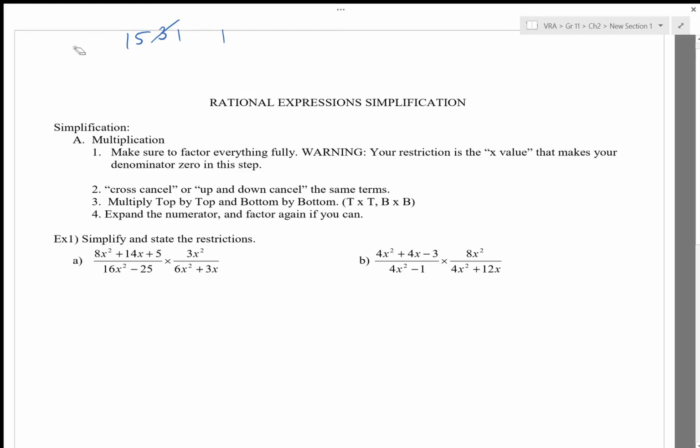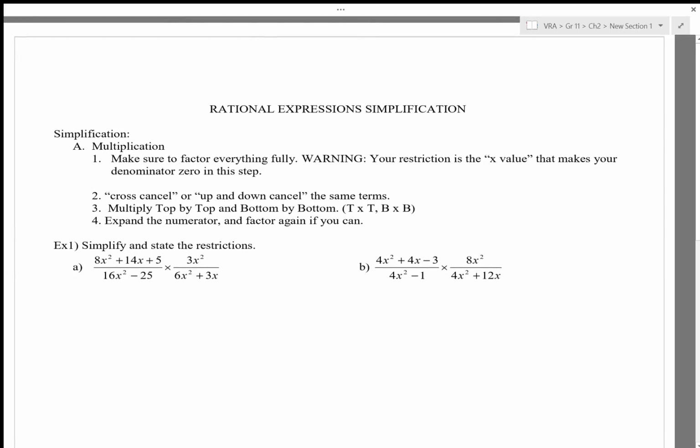Now we're going to use this concept. One more thing that you have to be careful of is the factoring. Factoring has to be in place in order for you to do this very simply and easily. So let's take a look at the first example here. We have: simplify and state the restrictions.